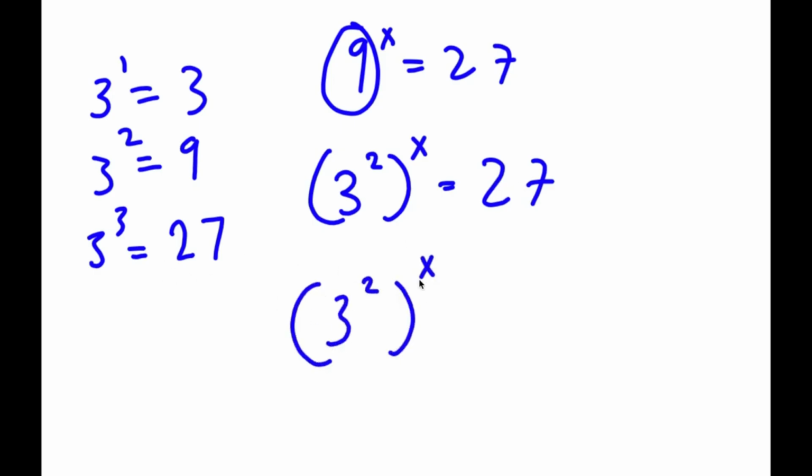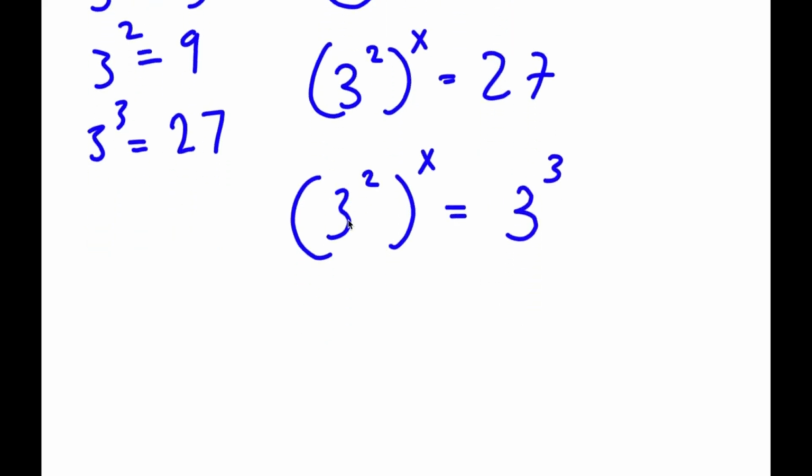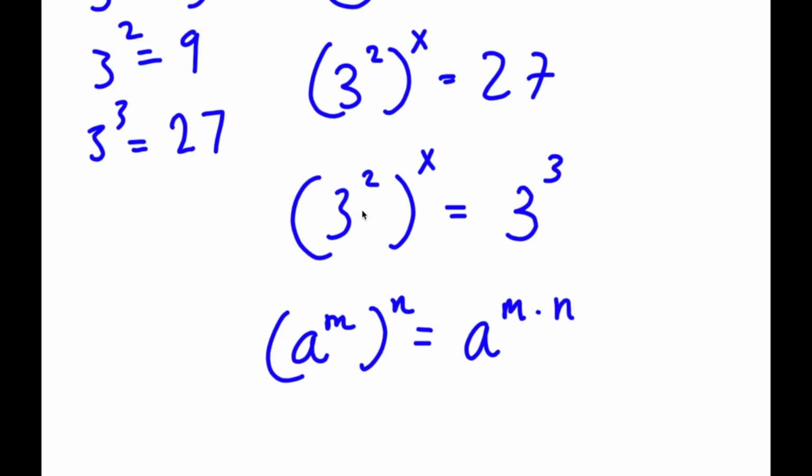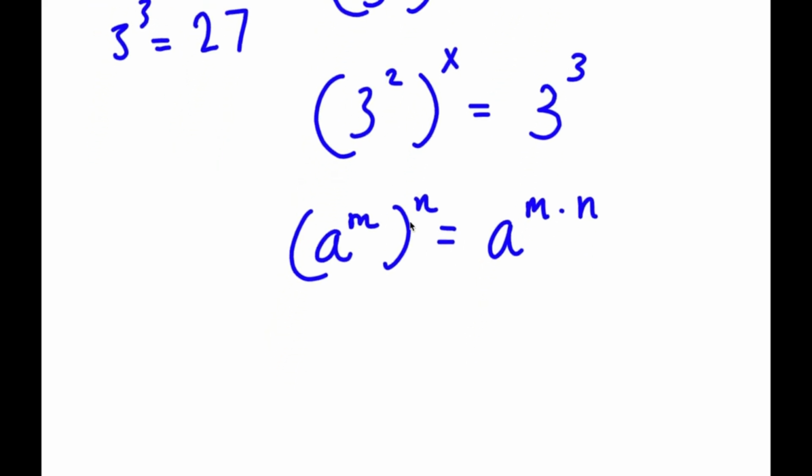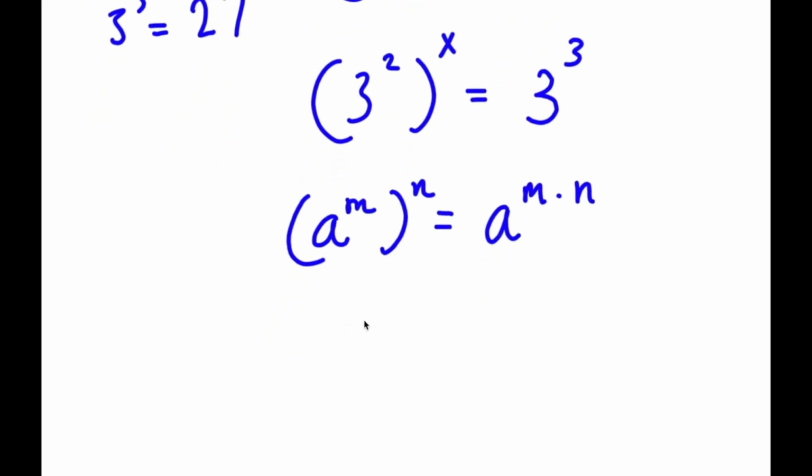So now I have 3 to the power of 2 to the power of x is equal to 3 to the power of 3. Now if I have something in the form a to the power of m to the power of n, this is equal to a to the power of m times n. So 3 to the power of 2 to the power of x, that's going to equal 3 to the power of 2 times x, which is simply just 3 to the power of 2x. And this is equal to 3 to the power of 3.